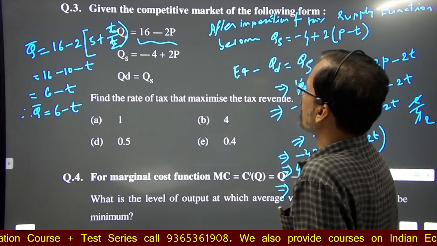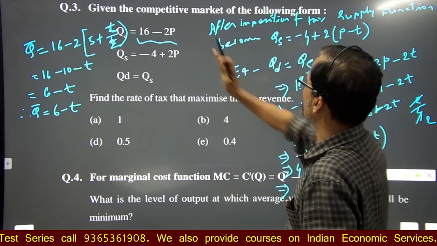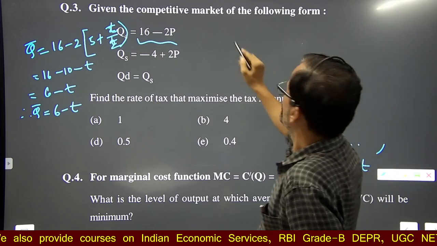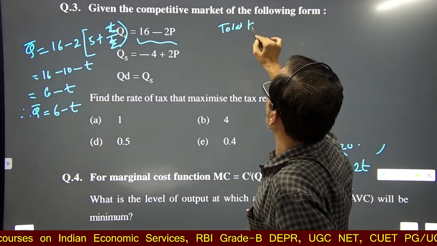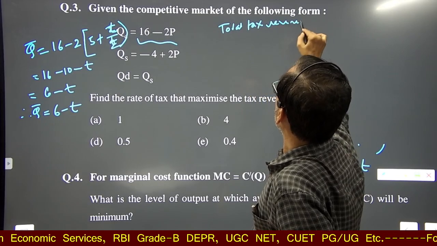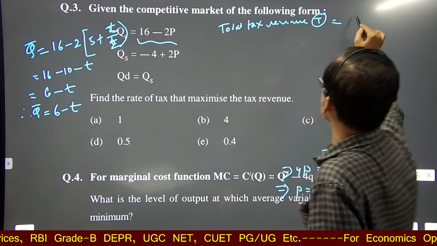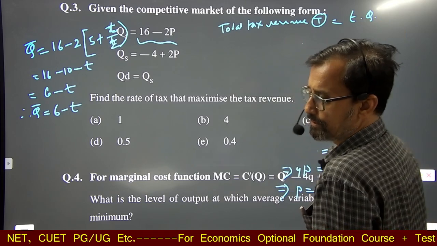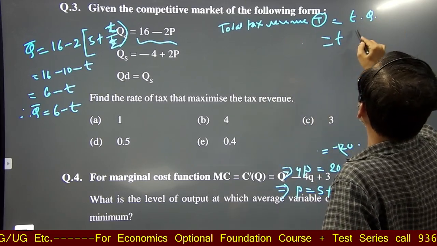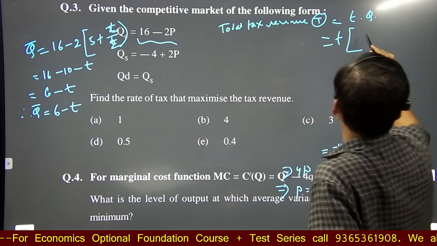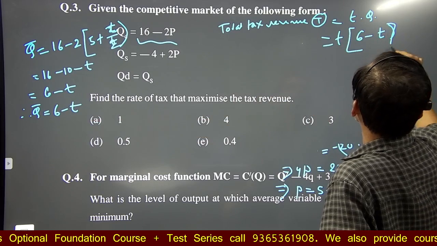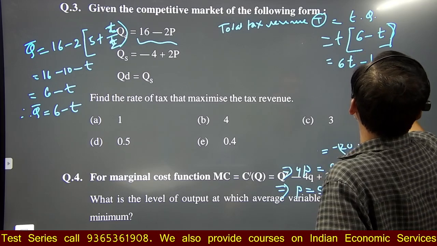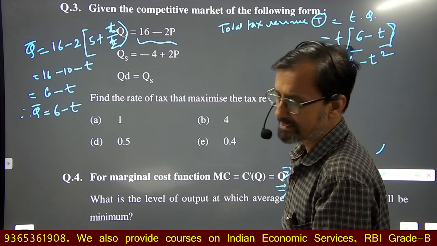Now we can find out the total tax revenue. Total tax revenue is T into the quantity bought for purchase. So this one T, value of Q is 6 minus T, so ultimately 6T minus T square. This is the total tax revenue.